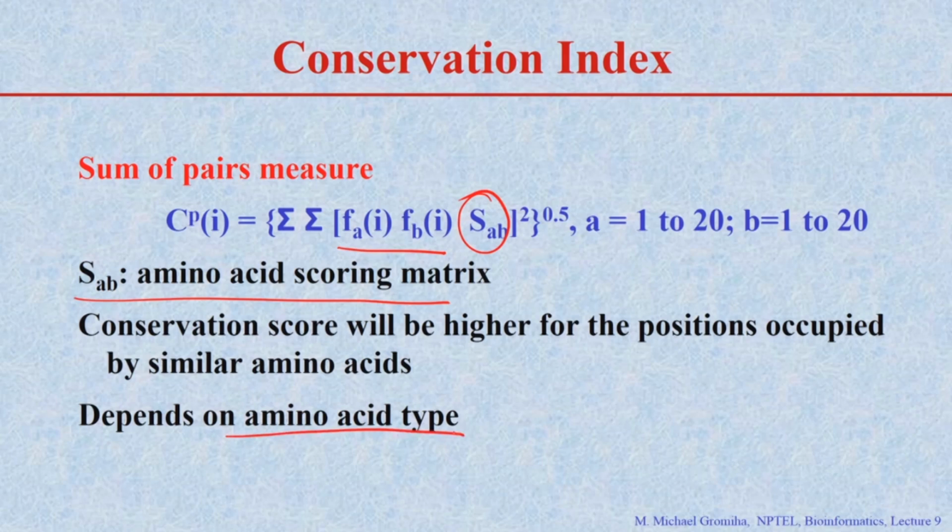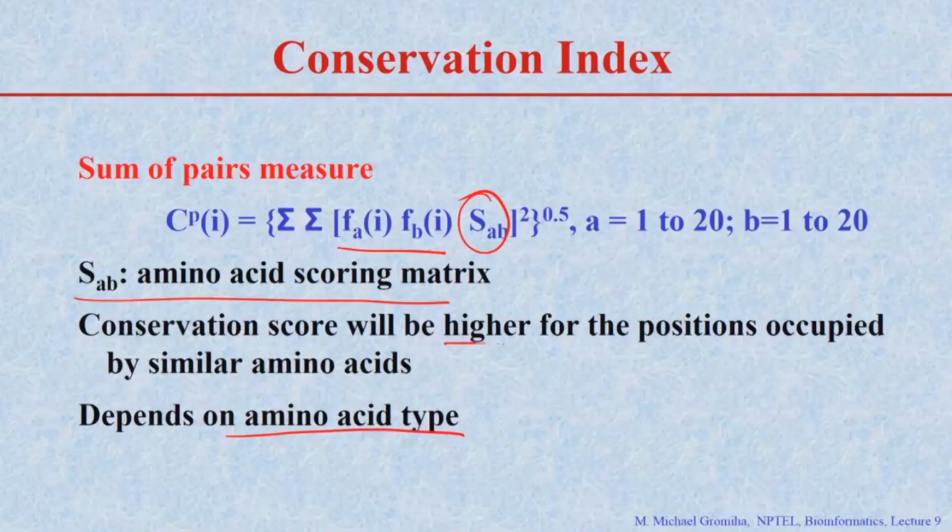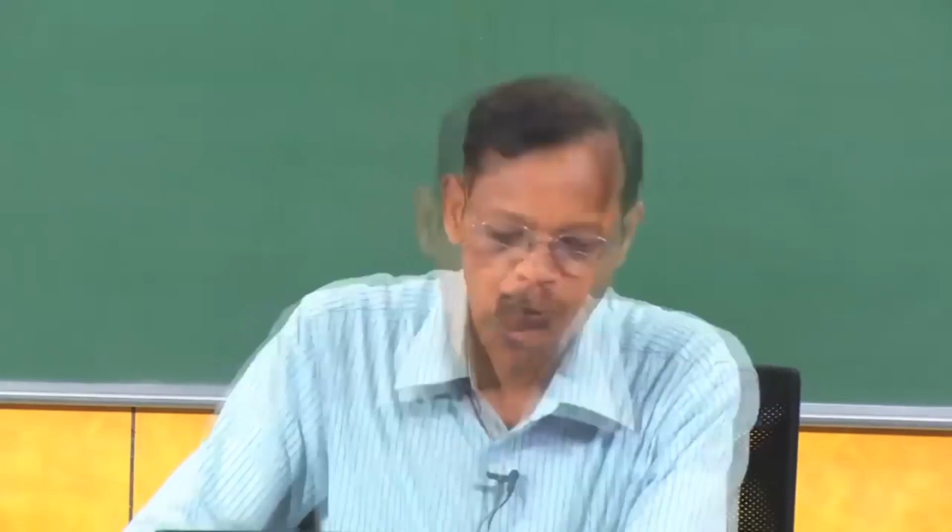If similar residues are present at the conserved position, even if not the same residues, then we get a high score, right. So the value will be high if the positions are occupied by similar amino acids. If it is completely different amino acids like lysine and alanine, then you will get a lower score compared with similar amino acids like lysine and arginine. This is why we use the sum of pairs method.